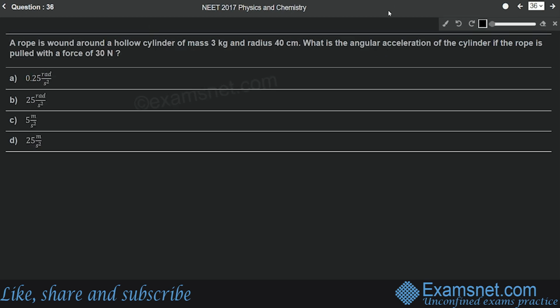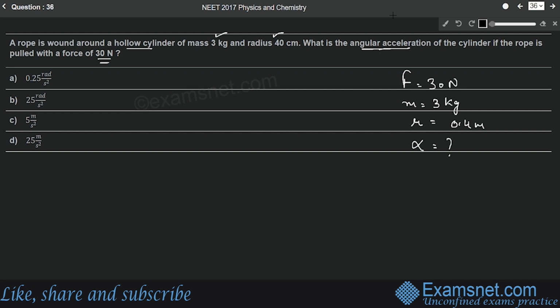Now question number 36 is from rotational motion, and the question is, a rope is wound around a hollow cylinder of mass 3 kg and radius 40 centimeter. What is the angular acceleration of the cylinder if the rope is pulled with a force of 30 Newton? Okay. So force is given as 30 Newton, mass is given as 3 kg, radius is given as 40 centimeters, so in meter it will be 0.4 meter. And we have to find out the angular acceleration, that is alpha.